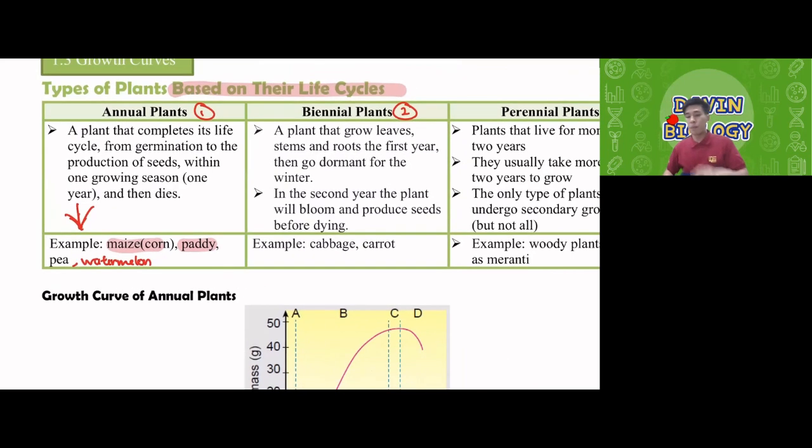Now, biennial, for the examples we just memorize a few, because in our SPM standard, we won't be asked a lot of biennial examples. So you just remember cabbage, carrot, and maybe you can add one more, radish. So usually plants that grow on the surface of the soil. Okay, carrot, radish, cabbage. 2 years.